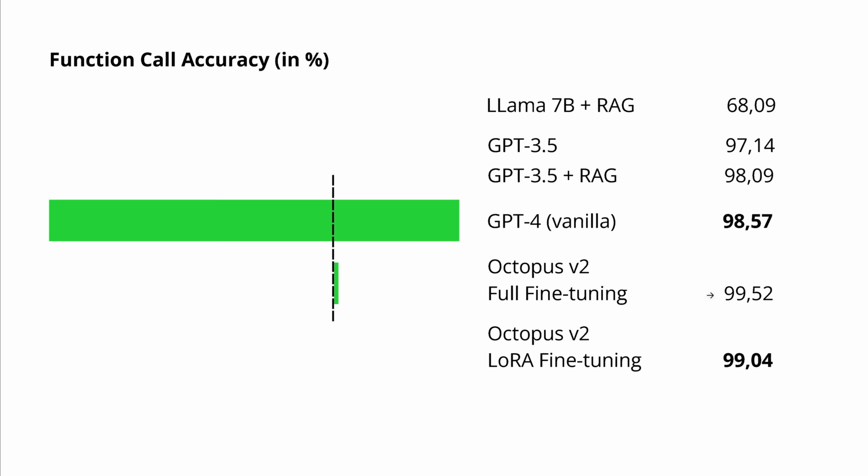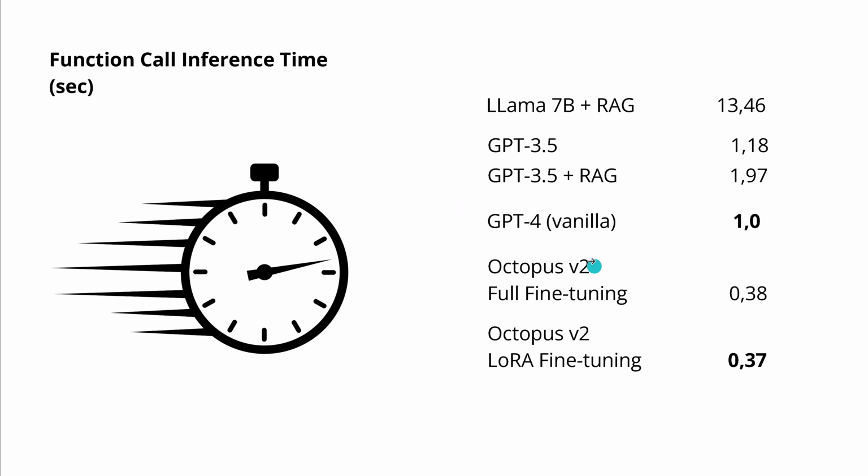So this is an indication, yes, the technology is there, we can do this. In a very limited amount, but we can do it. But you might say, okay, this is the accuracy, and what about the time delay? Now again, vanilla GPT-4 is down to 1 second, function call inference time. And if you look now at the LoRA fine-tuned Octopus version 2, it is 0.37 seconds. So it is, of course, faster than GPT-4.